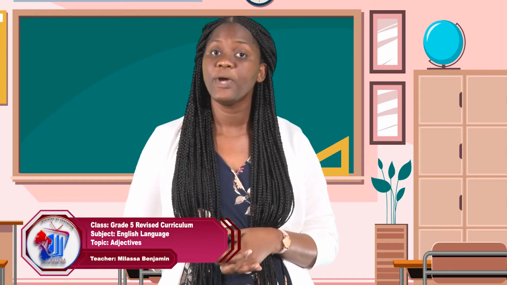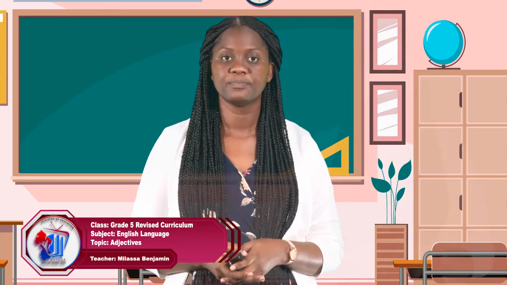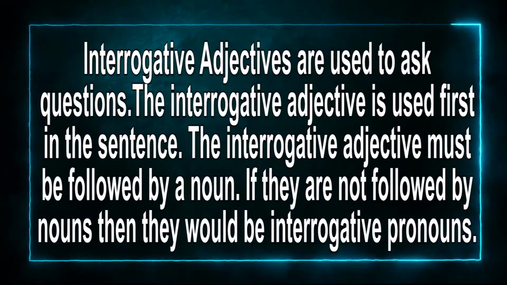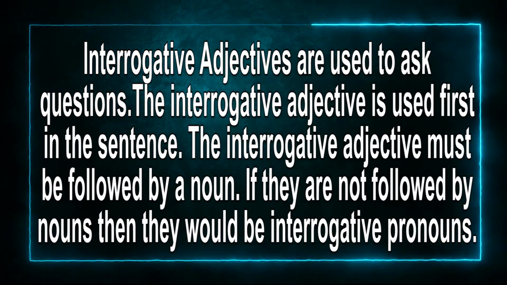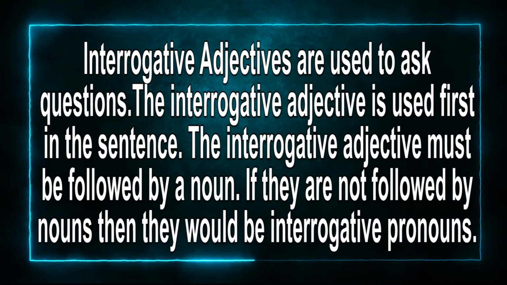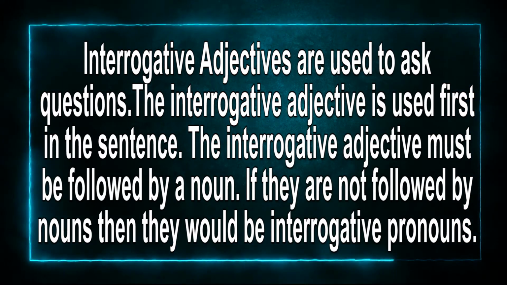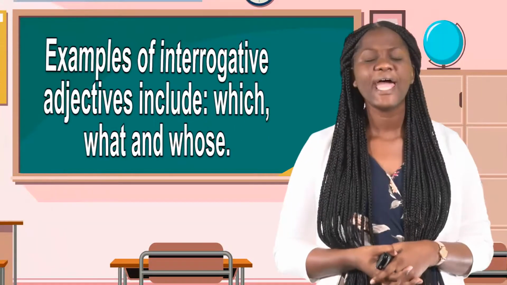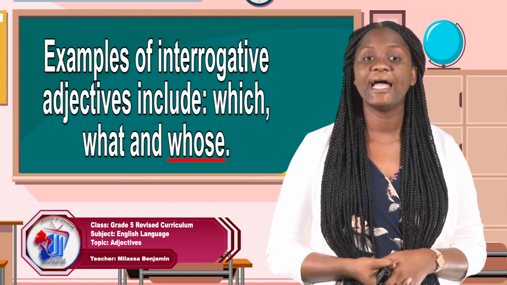So, boys and girls, it is important for us to remember that when we are using demonstrative adjectives, they must be followed by nouns. Let's move on. Interrogative adjectives. Interrogative adjectives are used to ask questions. The interrogative adjective is used first in the sentence. The interrogative adjective must be followed by a noun. If they are not followed by nouns, then they would be interrogative pronouns. Examples of interrogative adjectives include which, what, and whose.